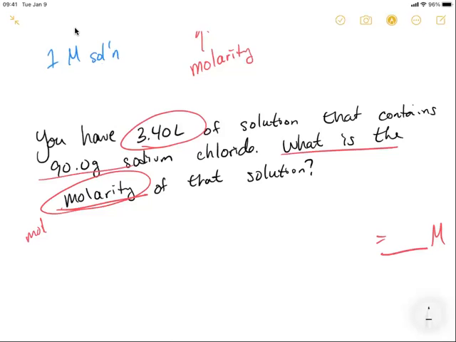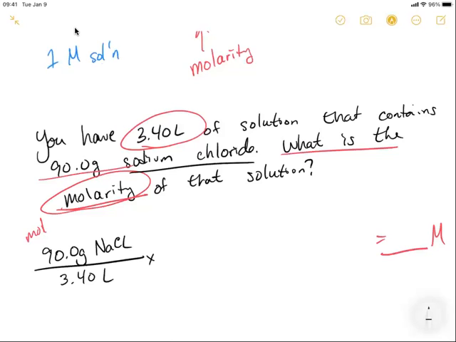Okay, so what I would do is I would put 90.0 grams of my solute, sodium chloride, so that's NaCl. I'm going to put that straight on top of my volume of solution, and then I'm just going to change the grams to moles using molar mass. So I need grams of NaCl on the bottom. 1 mole goes on top.